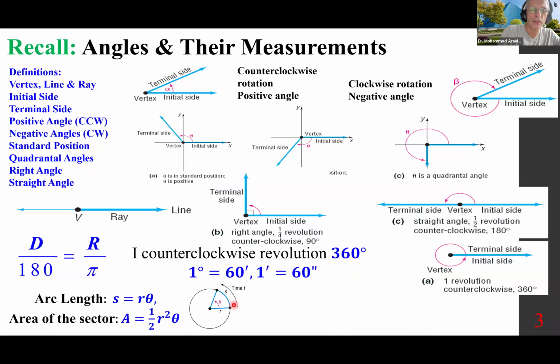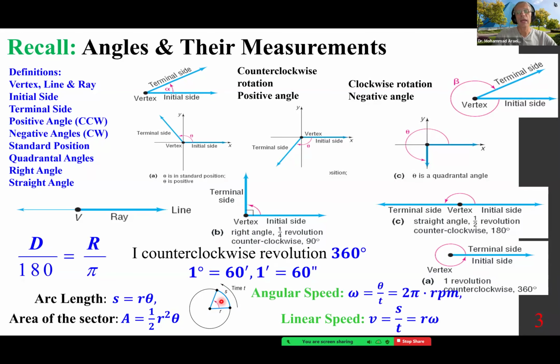Arc length: s equals r theta. Area of a sector, this portion of the circle: half of r squared theta. Angular speed, omega, the angle covered over the time it covers, so theta over t, or 2 pi times RPM, revolutions per minute. Could be RPS, revolutions per second.